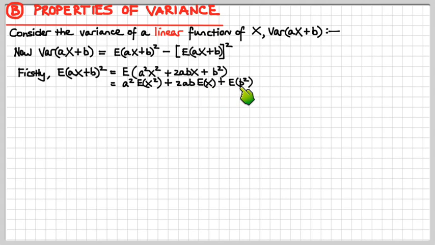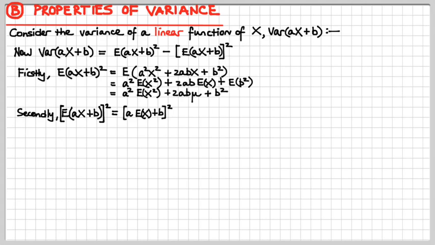And the last thing is the expected value of b squared, which is just going to be b squared because that's a constant. So, where does that get us, guys? That gets us a squared times the expected value of x squared plus 2ab times, I'll call that mu, the expected value of x, plus b squared. Alright, so far so good.